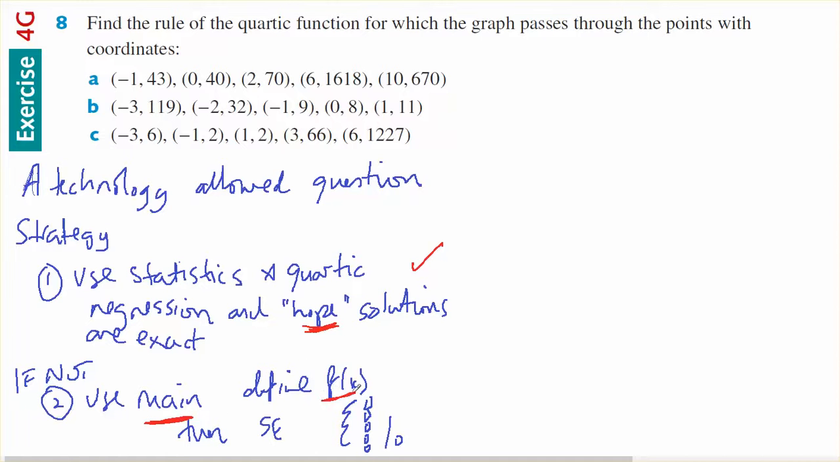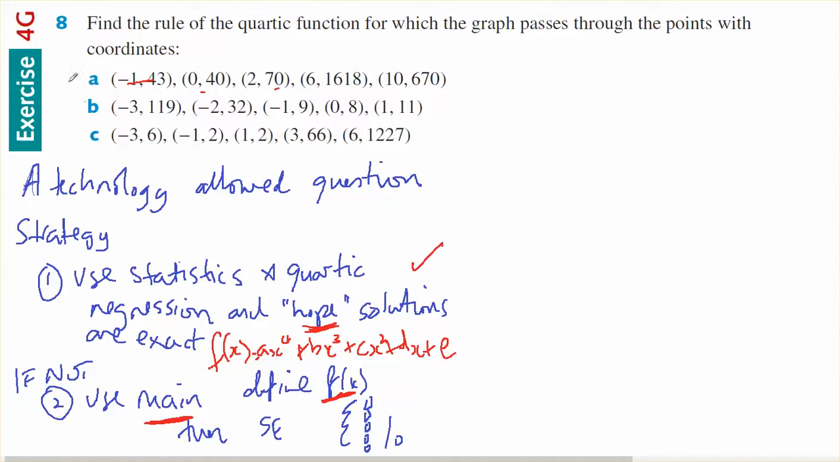I'm going to define f of x as a x to the 4 plus b x to the 3 plus c x squared plus dx plus e. I'm going to use these 5 points to generate 5 equations that I'm going to put into the simultaneous equation module, and then that will give it to me in exact form.